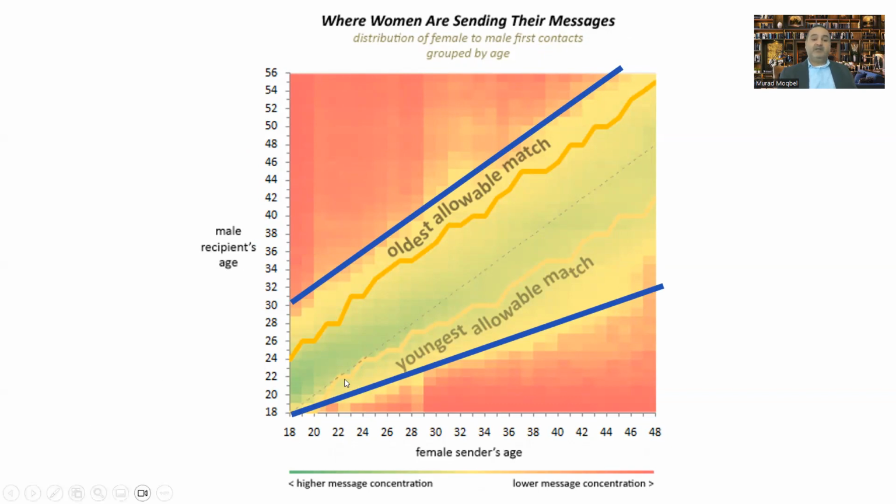You can see here they stick to their preference, and the green means there have been a high number of messages. They stick to messaging those who are older than them in the early ages. Then as they grow older, the range widens and extends more into the lower part. For example, here, a 48-year-old woman would message someone who is a 34-year-old male.